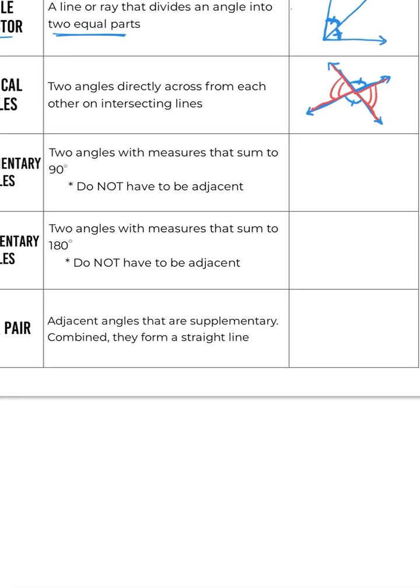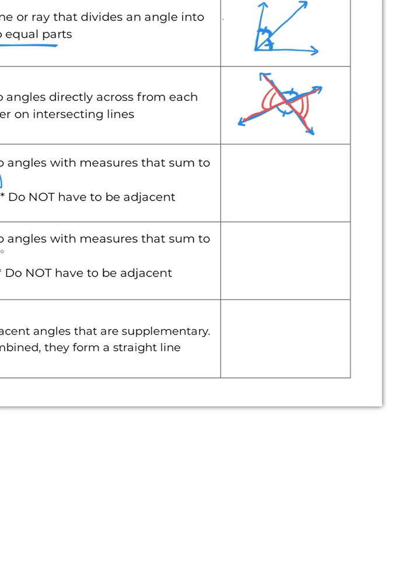Complementary angles, they have to add up to 90 degrees. They don't have to be adjacent. So I could draw a 30 degree angle here and a 60 degree angle here. And I would say that together they are complementary. So 30 plus 60 is 90. So they are complementary.